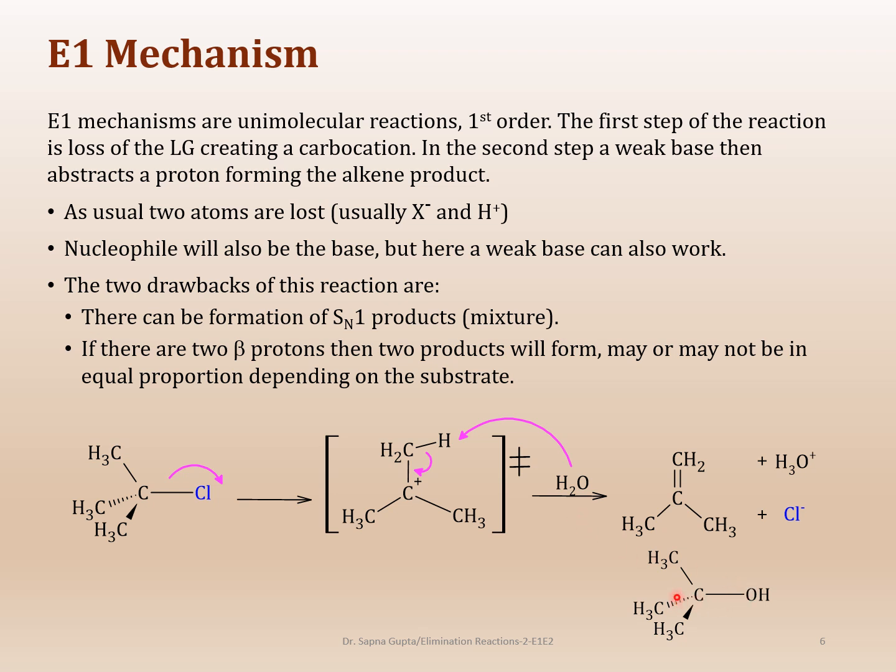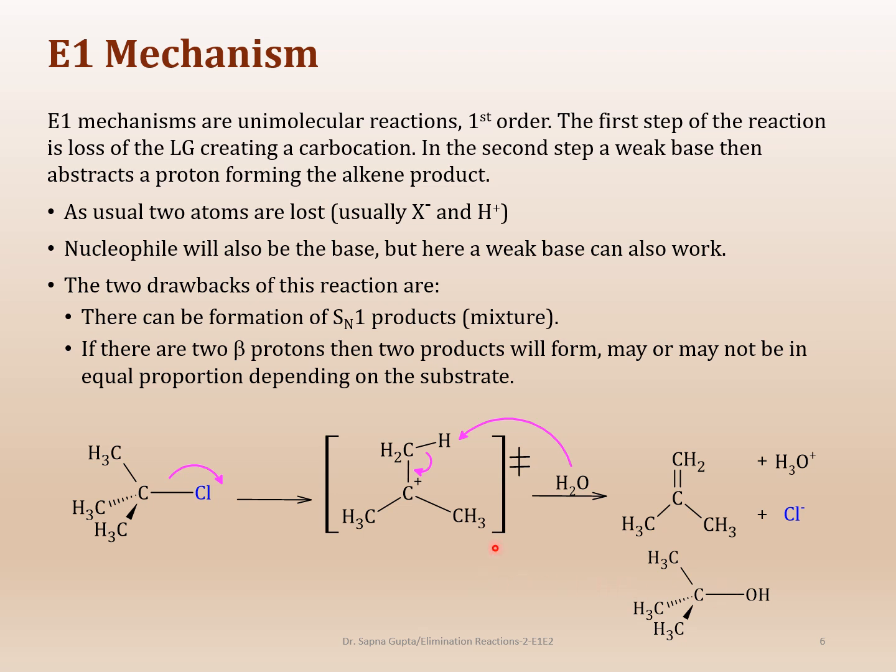Okay, and so sometimes it's a little bit of an issue, but this is something I want you to be aware of. Are you going to be writing this all the time? Maybe, maybe not. But you just need to be aware that it is possible that in E1 mechanisms you can have some things in there. So again, it depends on the substrate, it depends on the mechanism you're working on, and the base that you're working with. So if it's a weak base like water, then you can have substitution as well. When we use strong bases, then you may not get a substitution in there.